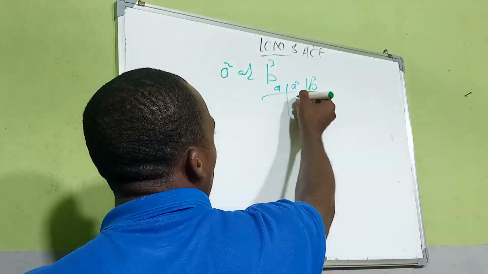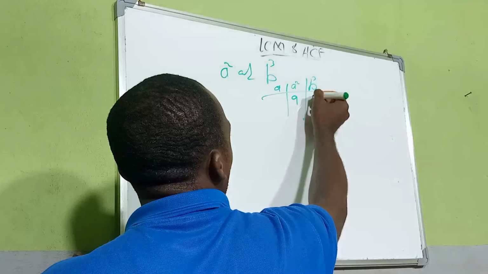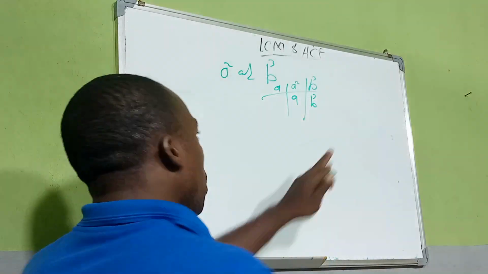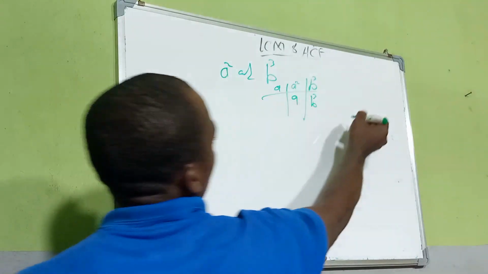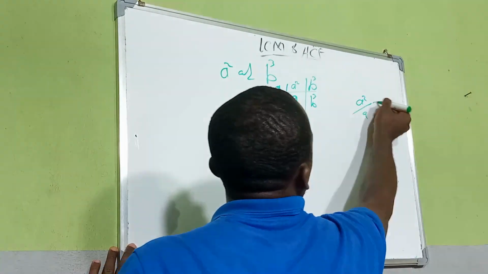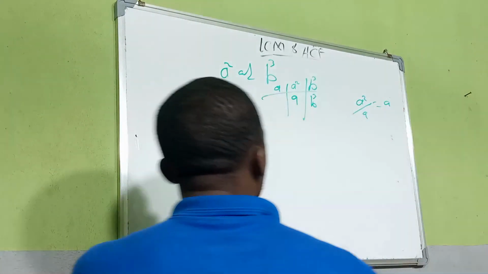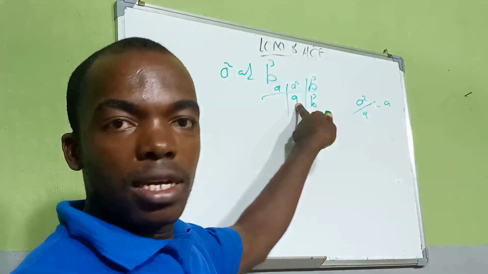A going into A, we have A; going into B, we have B raised to power 3, because there is no A in B raised to power 3. You know what this means? This means A raised to power 2 divided by A will give us A. So that is why the answer is A here.